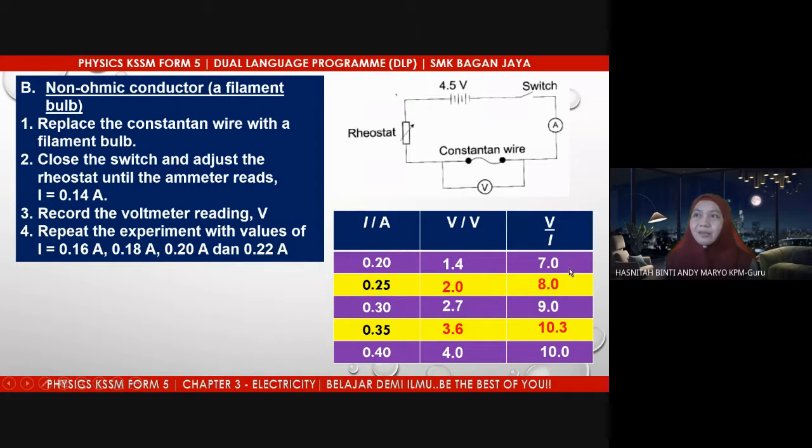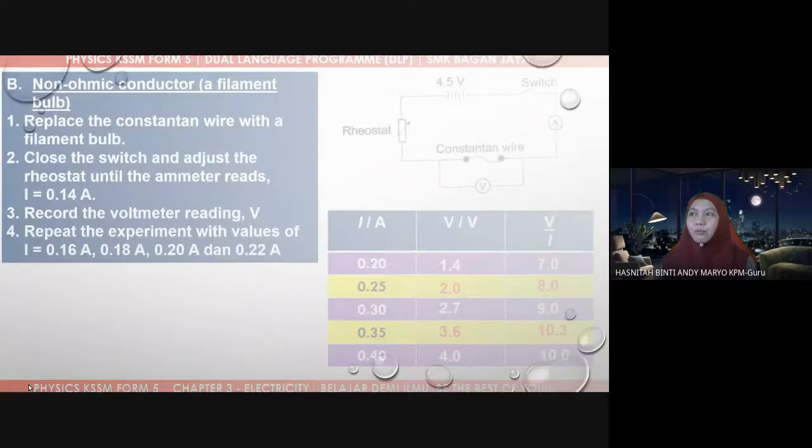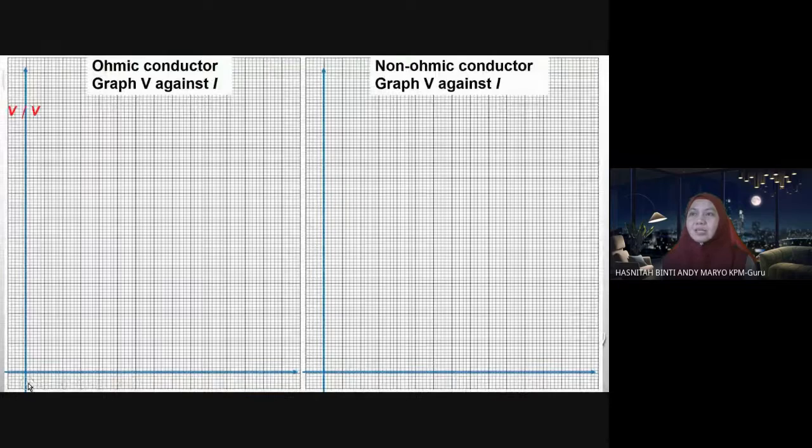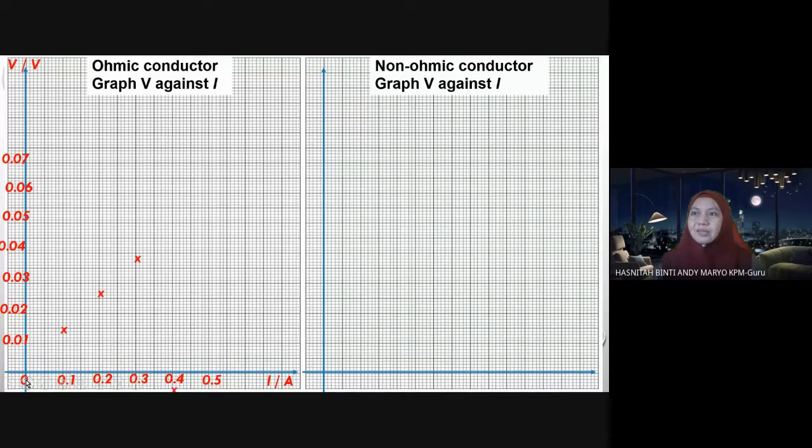Okay, so this is the difference between ohmic and non-ohmic conductor. Later, when we plot the graph for these two experiments, this is how you can compare them. In your module, the graph is readily on page 4 and page 5. Later you can try to plot according to the readings shown in the table. So I show you the example of the pattern of graph first for ohmic and non-ohmic conductor.